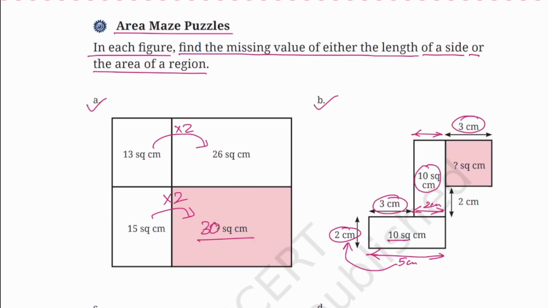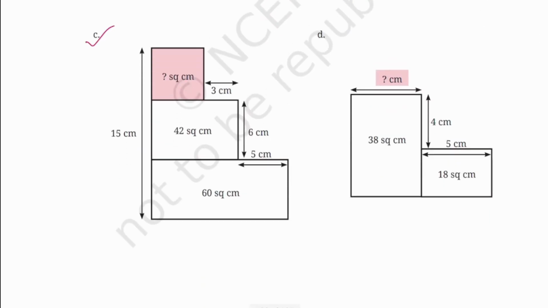Since this has width of 2 centimeter and its area is 10 square centimeter, its length will be 5 centimeter. Since this length is 2 centimeter less than 5 centimeter, so it will be 3 centimeter. So area of this shaded region will be length into width. Since both are same, it is a square. Its area will be 3 into 3, that is 9 square centimeter. Similarly, you can do C and D.